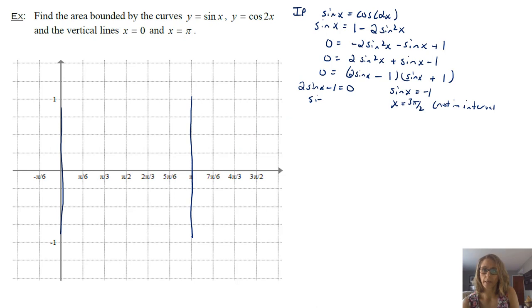And over here we'll have sine x equals 1/2, so we're going to add 1 and divide by 2. And so on the interval from 0 to pi, because that's what we're sticking with, we're going to have pi over 6 and 5 pi over 6. So you can see that the intersection points are going to be pi over 6, 1/2 and 5 pi over 6, 1/2.